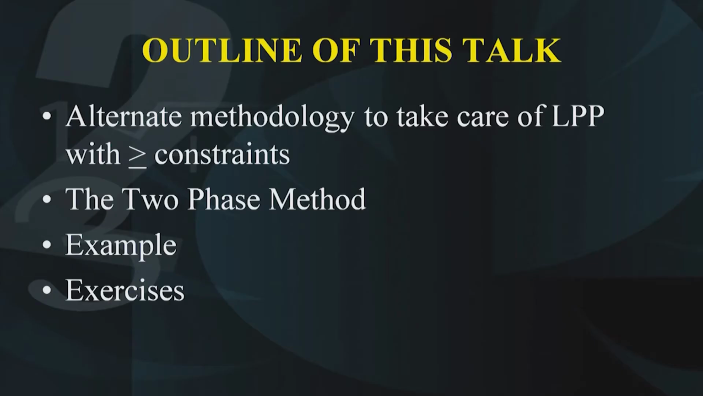The outline of today's talk is as follows. We will learn the two-phase method, which is an alternative to the big M method that we studied in the previous lecture. That is, the two-phase method can take care of the constraints which are of the type greater than or equal to. So, we will study the working of the two-phase method.